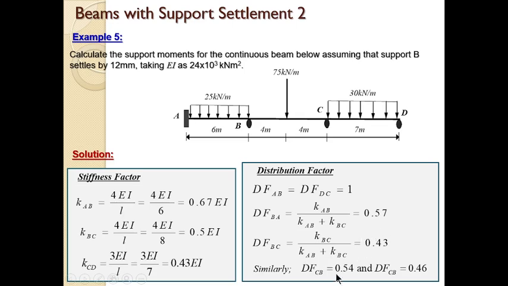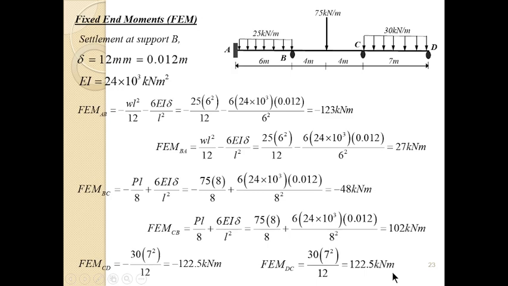If you do the same way, you can have the distribution factors for DCB and DCD as shown. So this needs to be connected. This actually should be DCD, the distribution factor for CD. That will be corrected.